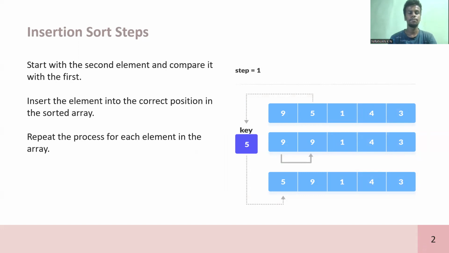So the second step goes like: insert the element into the current position in the sorted array. Repeat the process for each element in the array until all the elements are in ascending order. The iteration continues.